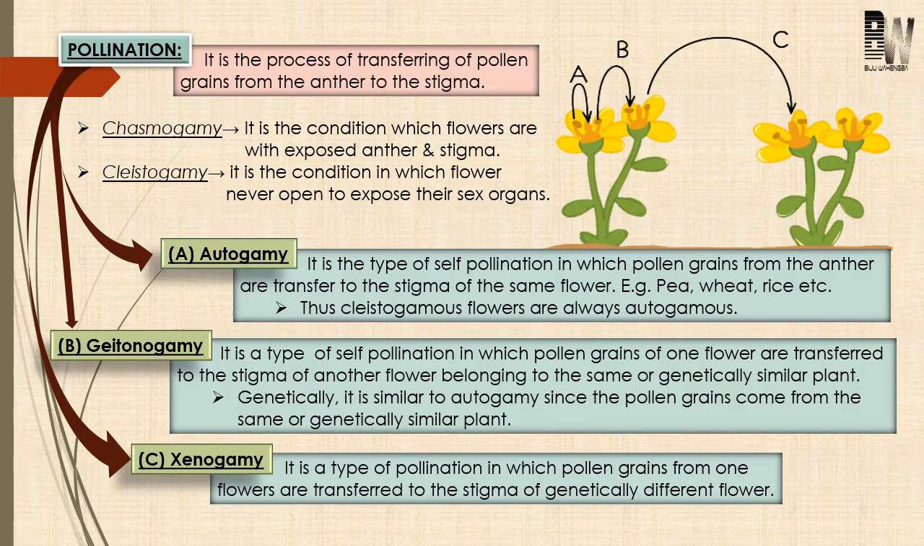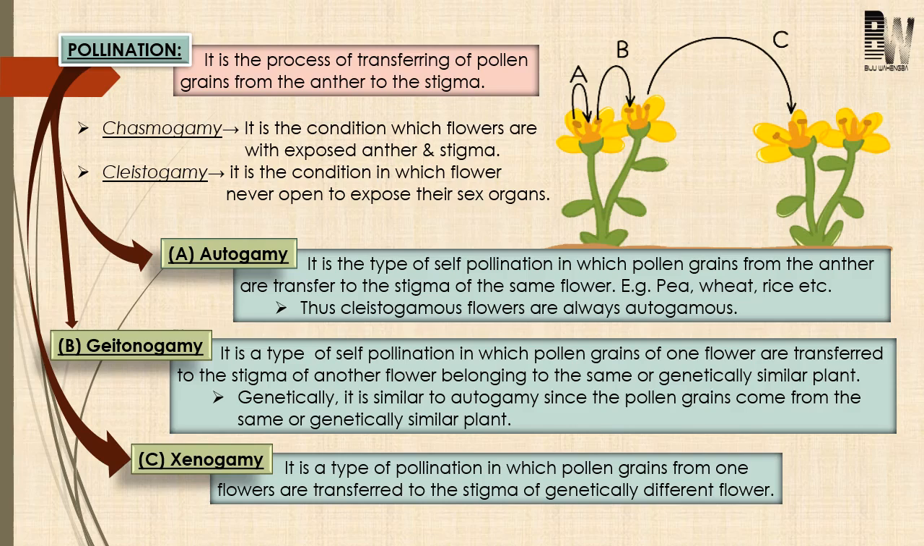Now come to the last one, that is figure C. In figure C, what happened? The pollen grain is transferred from the anther of a flower to the stigma of another flower of a different plant. Then such a type of pollination will be known as cross-pollination. Another term for cross-pollination is xenogamy. So these are the three types of pollination.